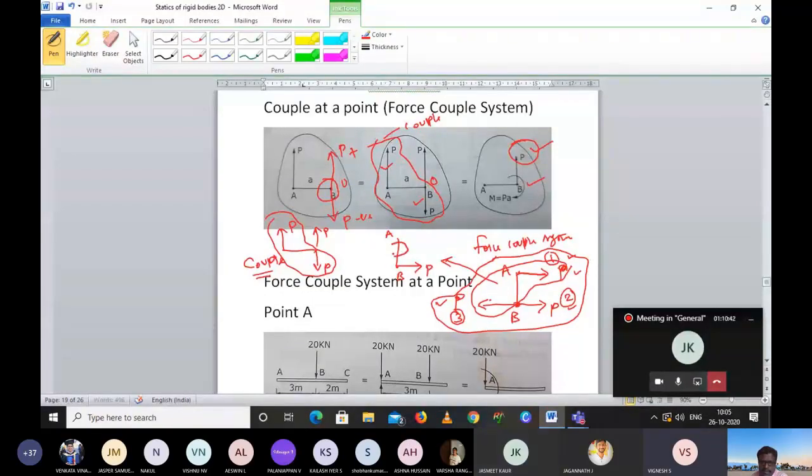And it is making a clockwise turning effect. Not moment, couple. Got the difference now? Force and couple? Yes, sir. Okay. Fine.